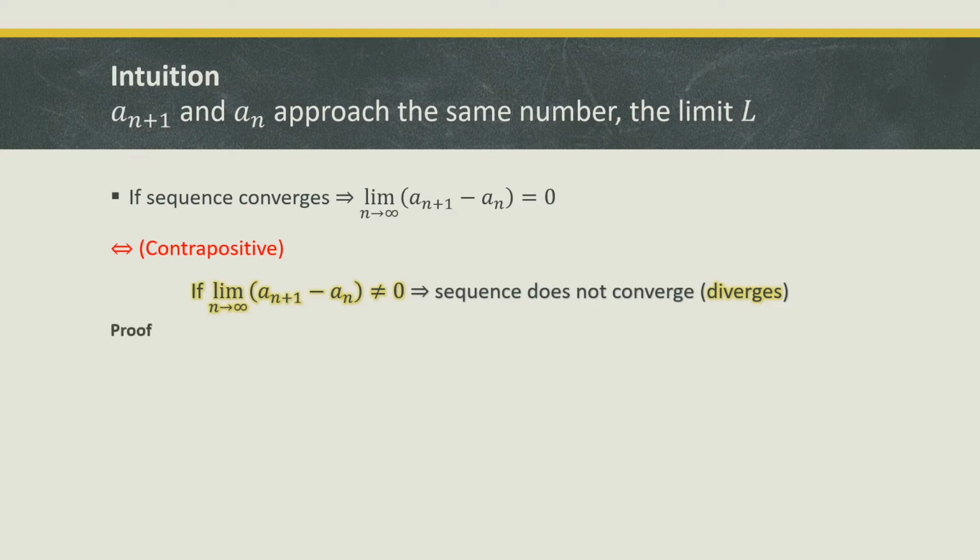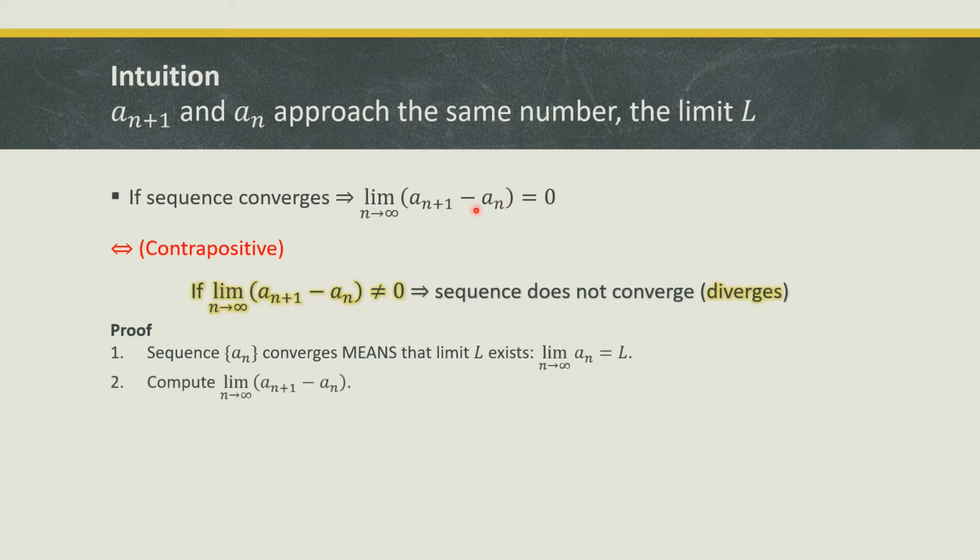So the proof goes as follows. First, let's write the hypothesis that the sequence is convergent. So the sequence converges means that the limit L exists such that this limit holds. Now let's just compute this difference here, the limit of that difference. Now we can separate that into two limits because we know that the sequence is convergent and therefore this bit is convergent and this bit is also convergent.